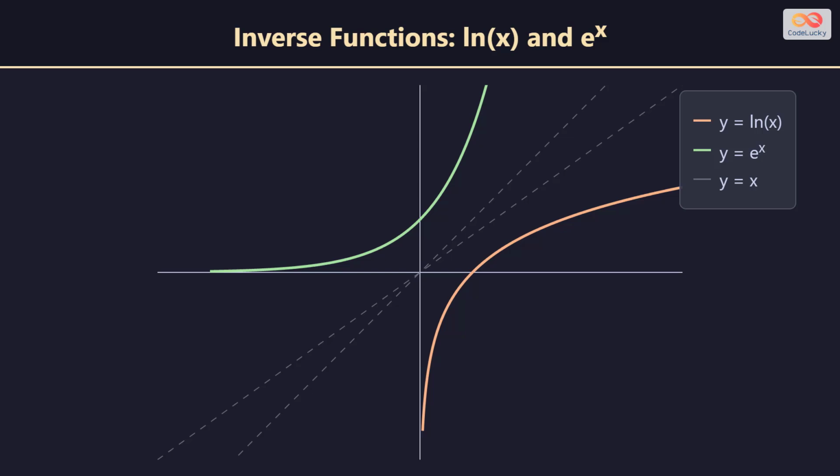The natural logarithm is the inverse function of e to the power of x. If we graph both functions, we can see they are reflections of each other across the diagonal line y equals x. This inverse relationship is incredibly useful when solving algebraic equations because ln undoes e to the power of x, and vice versa.